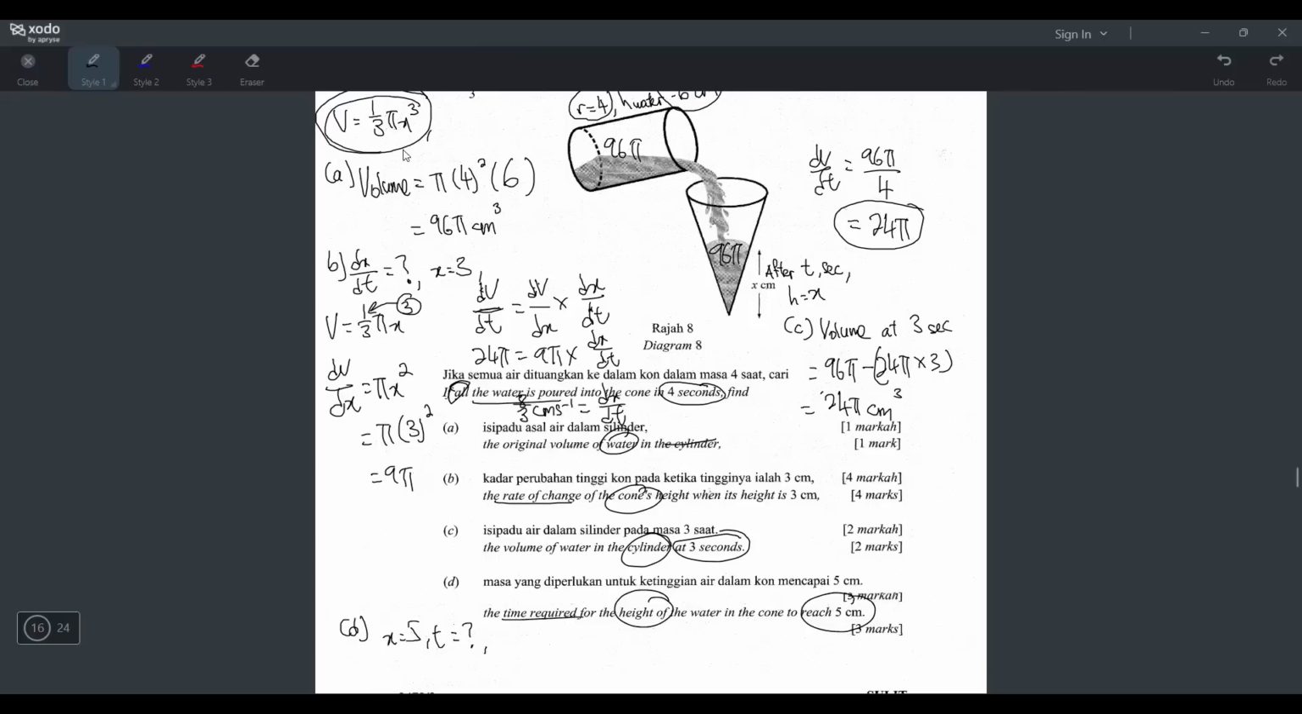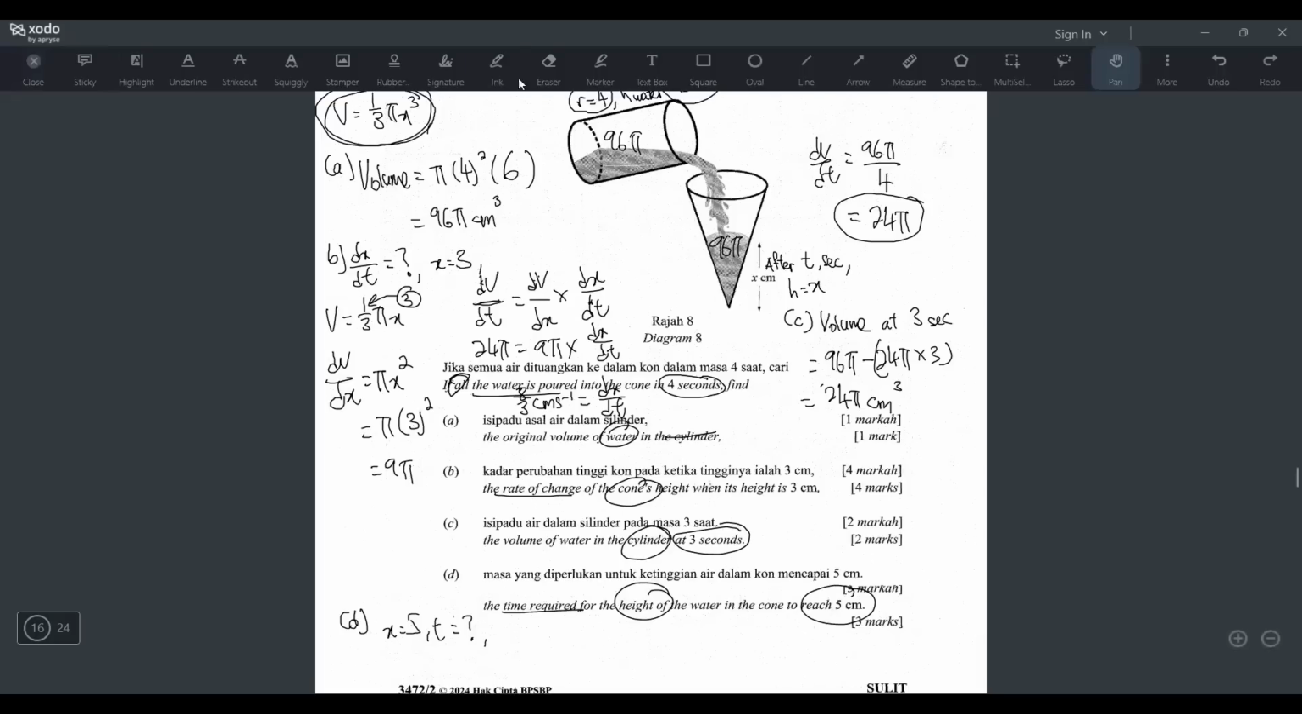Okay, this formula is the formula for cone, right? V equals 1 over 3 pi x power 3. So can I put the 5 inside here? Yes, right? And when I put the 5 inside here, I can find the volume of cone. But they want time. So you divide with 24 pi later. Okay, let me explain. Later you will understand. Now I start to do first.